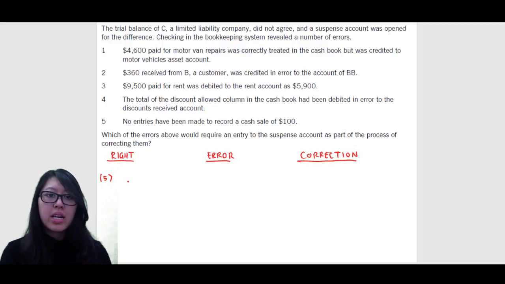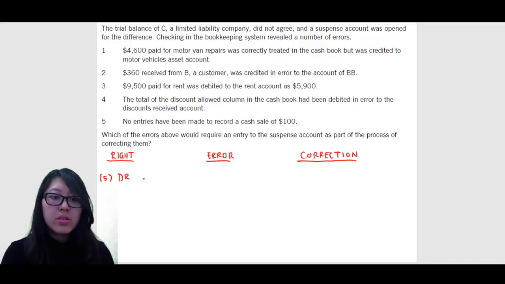Now let's take a look at the last error. No entries have been made to record a cash sale. No entries have been made. That's an error of omission. Now what is the right double entry if we were to record a cash sale? Cash sale, we're receiving cash. So if cash increases, that's a debit to the cash account. And it's a sale. So sale is a credit entry. So we should credit to sales account.